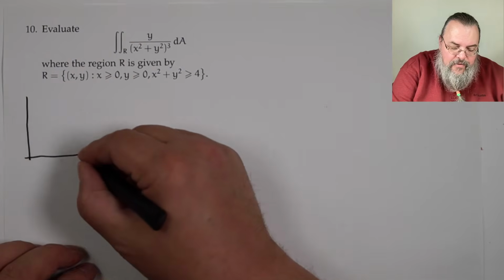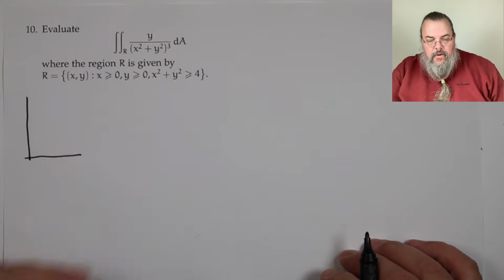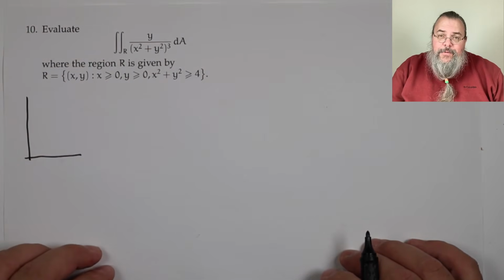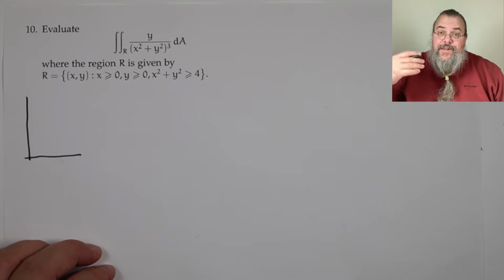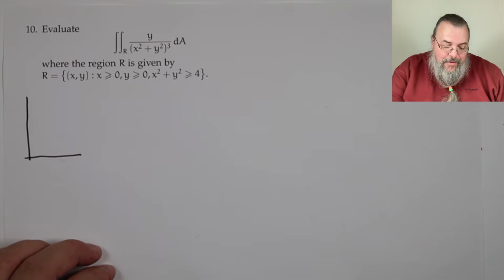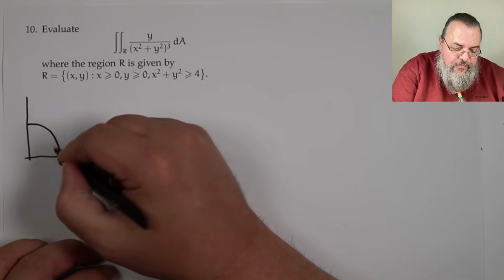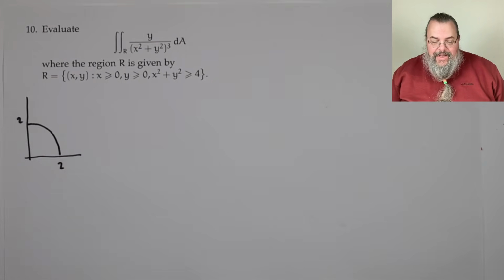So some of this is pretty straightforward. X greater than or equal to 0 means this. Y greater than or equal to 0 means that. Now what about x squared plus y squared greater than or equal to 4? Well, x squared plus y squared equals 4, that we can get a handle on. That's the circle of radius 2. Now what do we want? We want to be bigger than that.